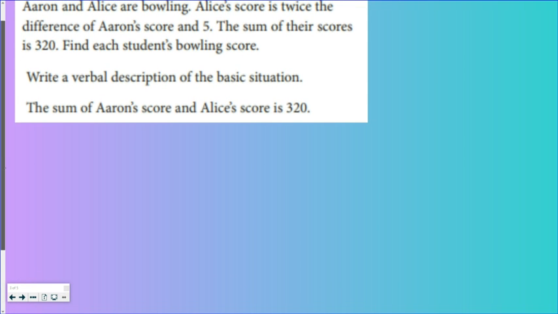Aaron and Alice are bowling. Alice's score is twice the difference of Aaron's score and 5. The sum of their scores is 320. Find each student's bowling score. Write a verbal description of the basic situation, and the sum of their scores is 320. So first, we have to look at who we're comparing. We're comparing Aaron and Alice.